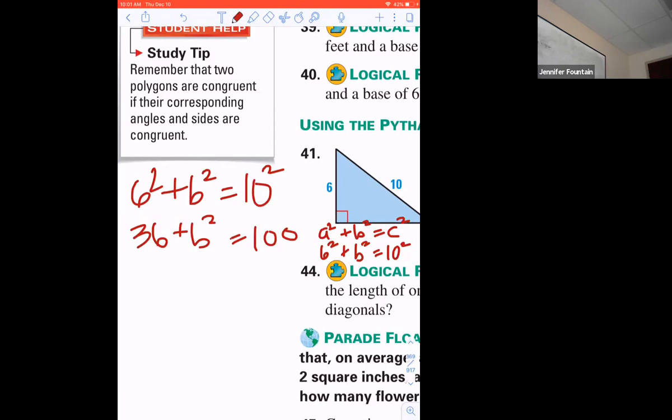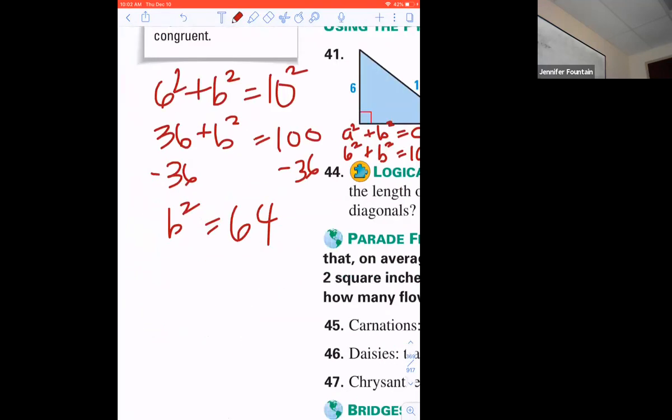What needs to move? I'm trying to isolate B squared. That's what I'm solving for. Let's try 36. So I need to take 36 away from each side. So B squared is equal to, what's 100 minus 36? 64. Now, I've got B squared equals 64, but I need to solve for B. Take the square root of both sides. So the square root of B squared is B, and the square root of 64 is 8.